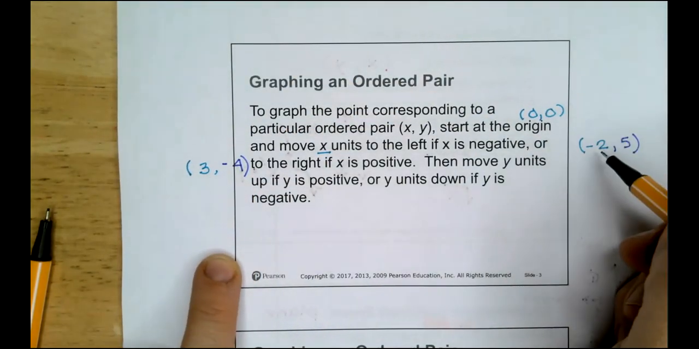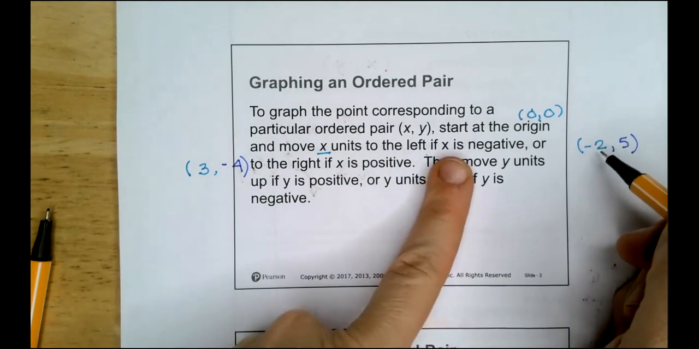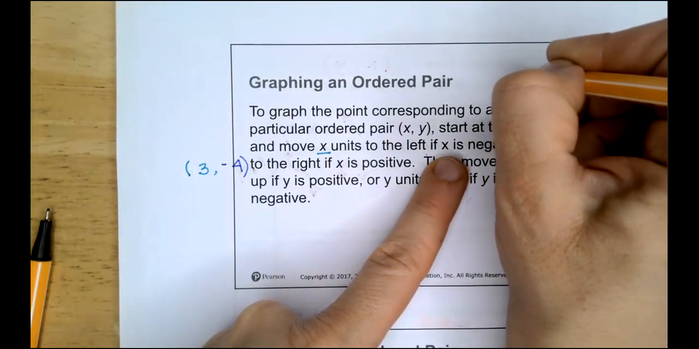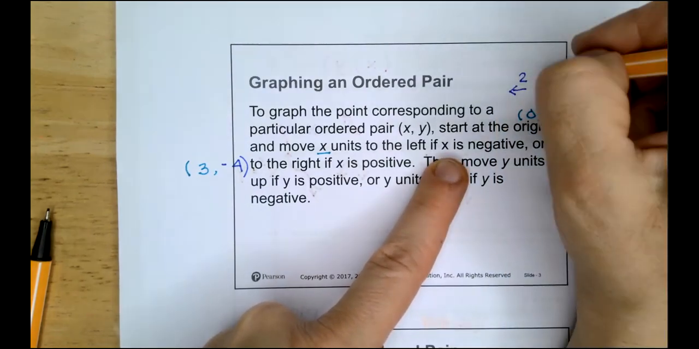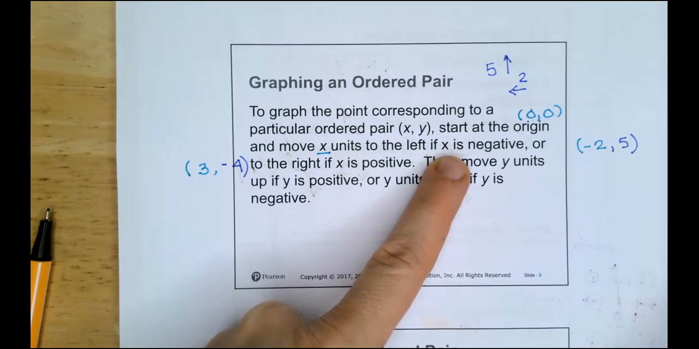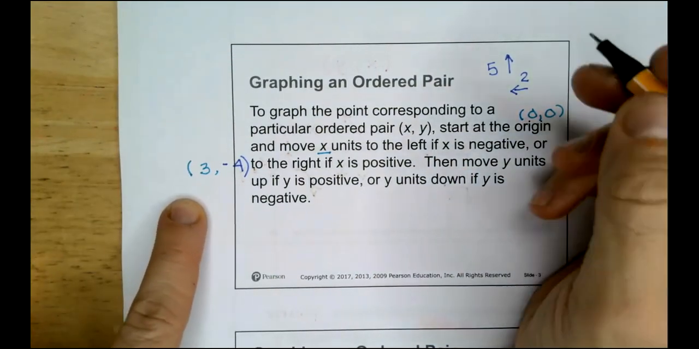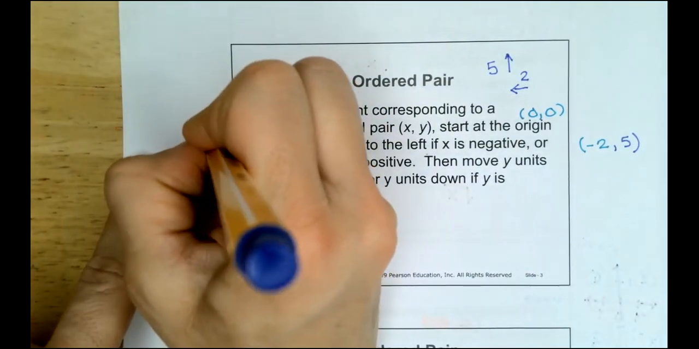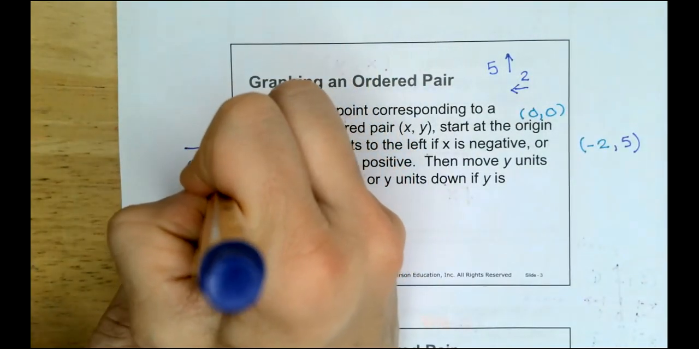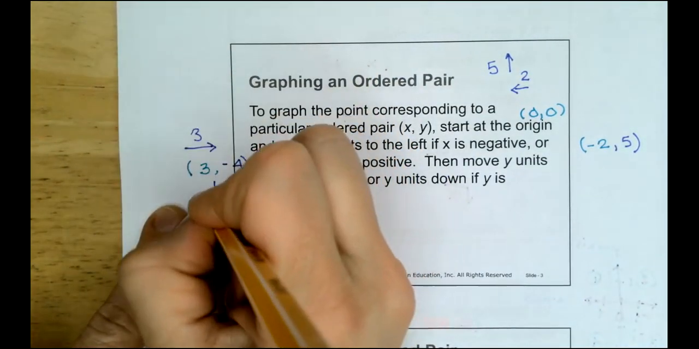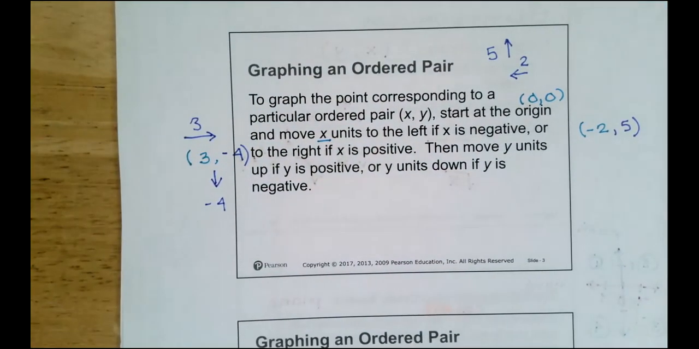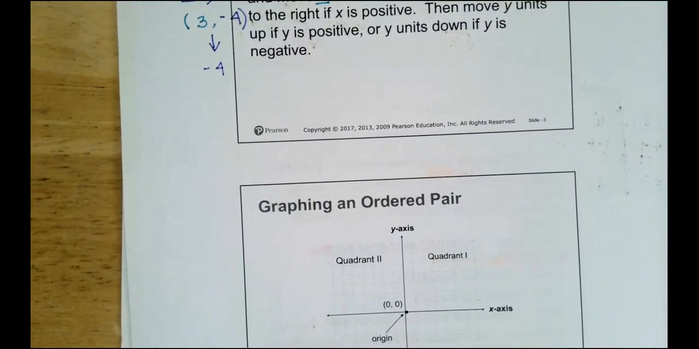So from the origin, (-2, 5) would be -2, so 2 units this way, 5 units up. Whereas (3, -4) would be 3 units this way from the origin, or from (0, 0), 4 units down. Okay?